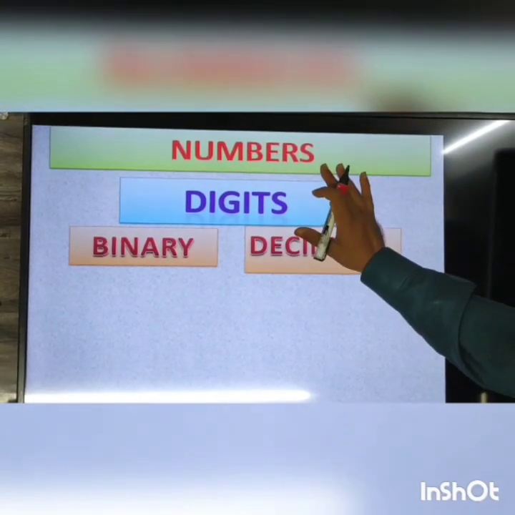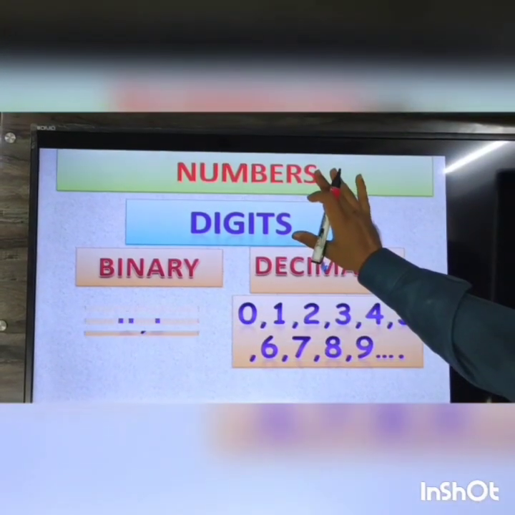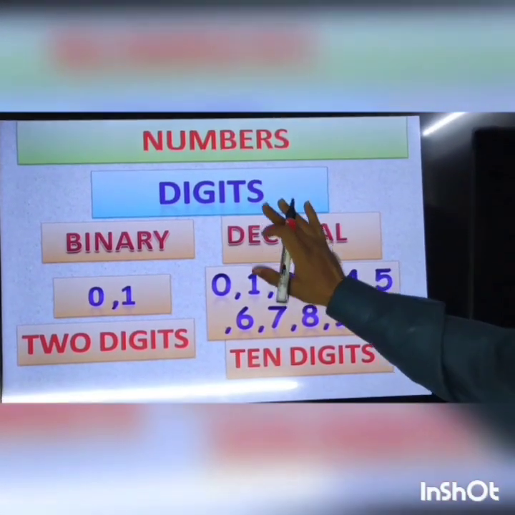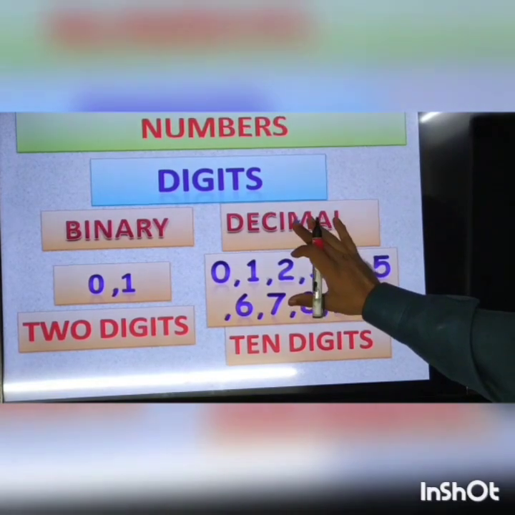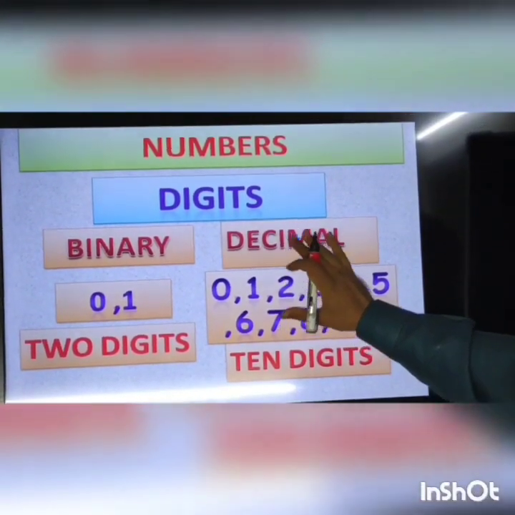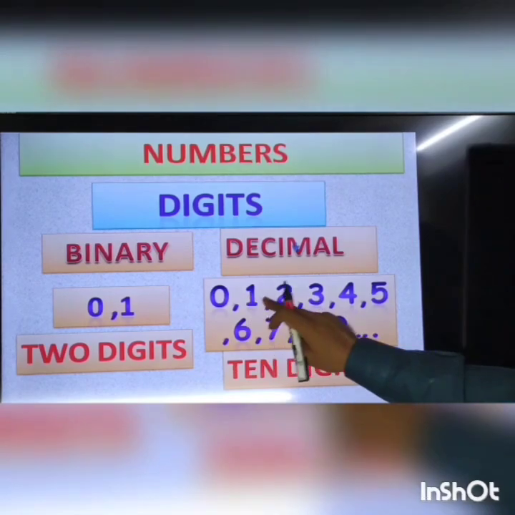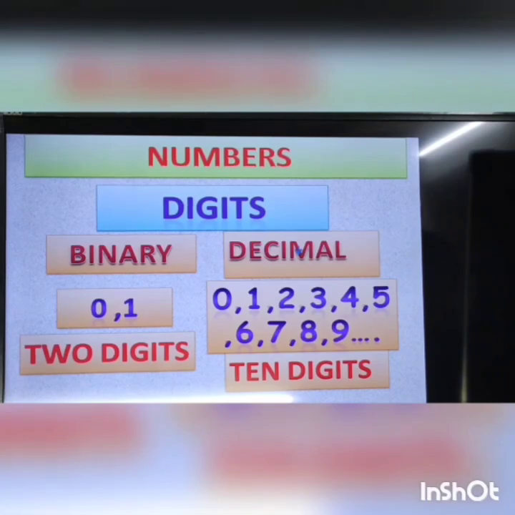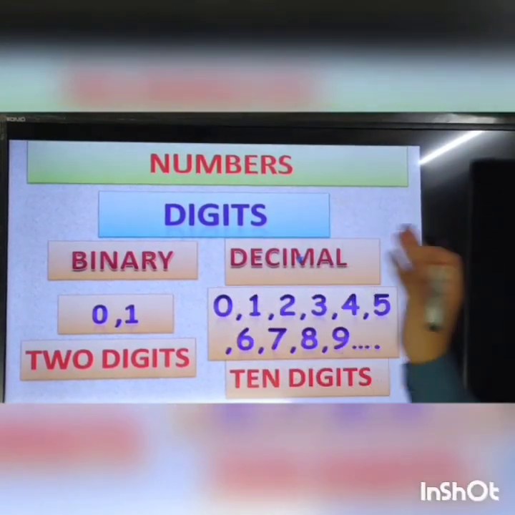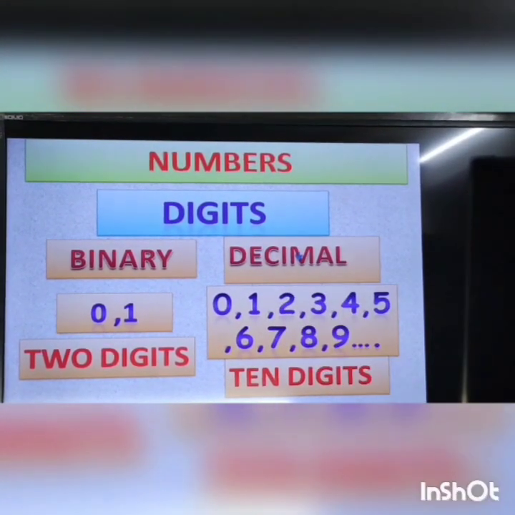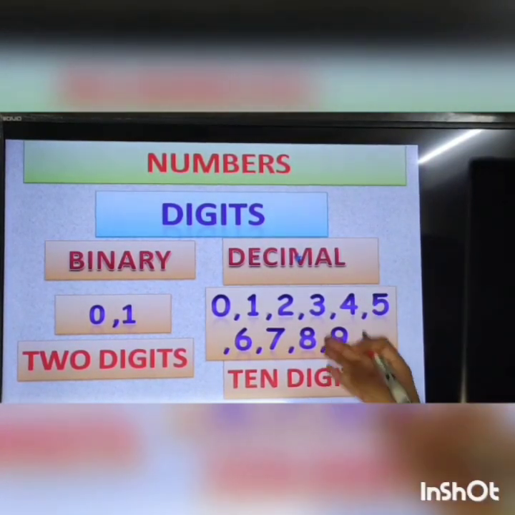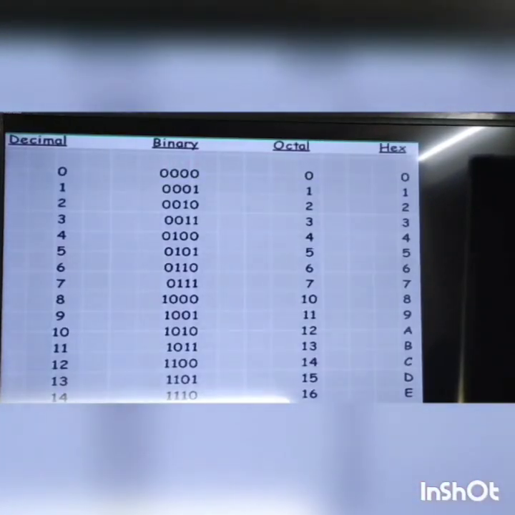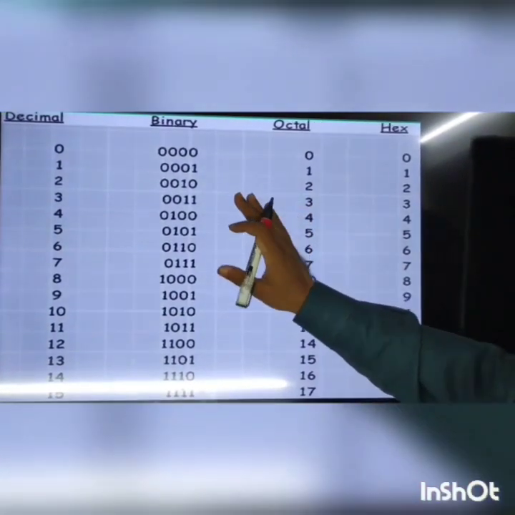Now after digits there are numbers. Numbers are formed by digits. In our general system we use the decimal number system. Decimal is 10. In the decimal number system, 0, 1, 2, 3, 4, 5, 6, 7, 8, 9 are the 10 digits used. And in the binary number system we use 2 digits. Binary numbers are generally used in computers, and the decimal number system we use in the general way. Now these are the different types of number systems.